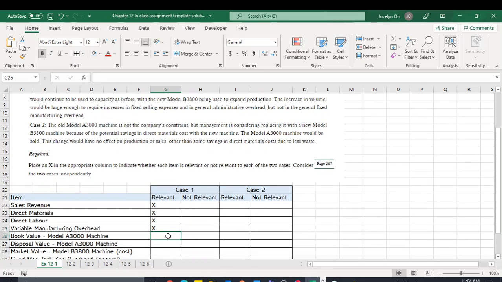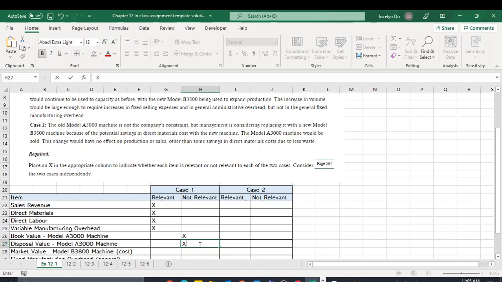The book value of the model A3000 machine is not relevant to this situation. And the reason that I say that is because we are not disposing of the machine. We are keeping it in production, so the book value is not relevant. On that same vein of thought, the disposal value is also not relevant since we are not disposing of the machine.